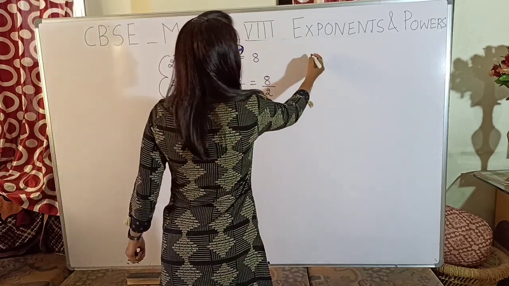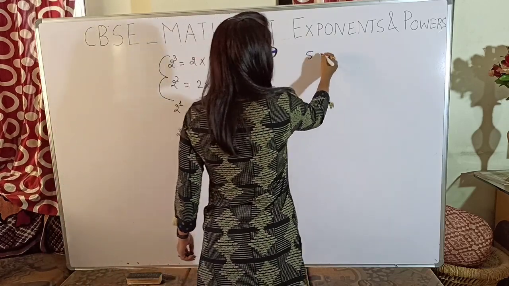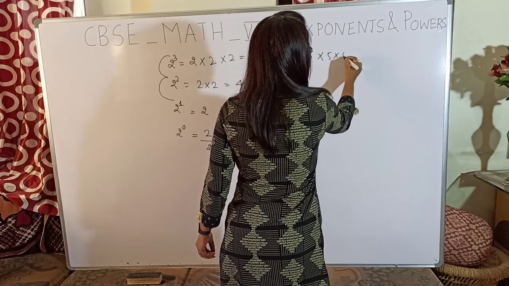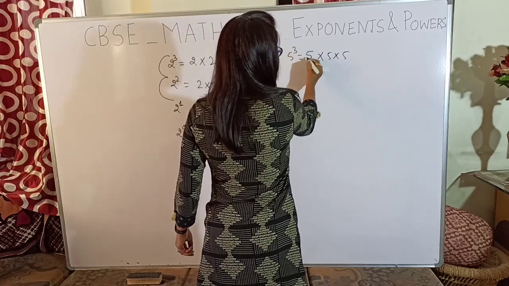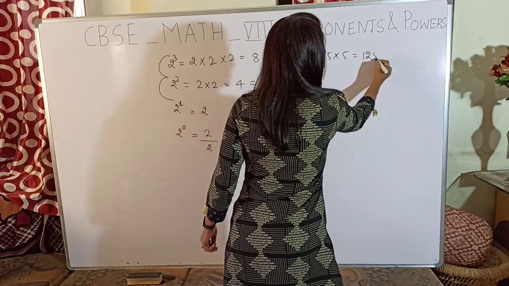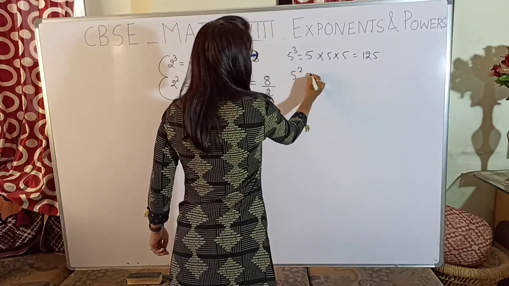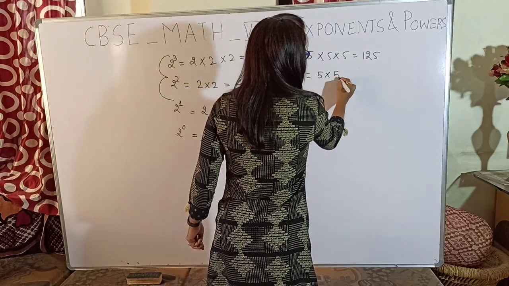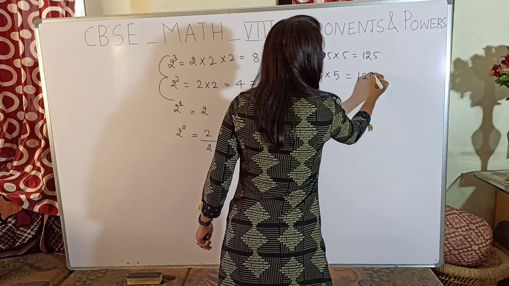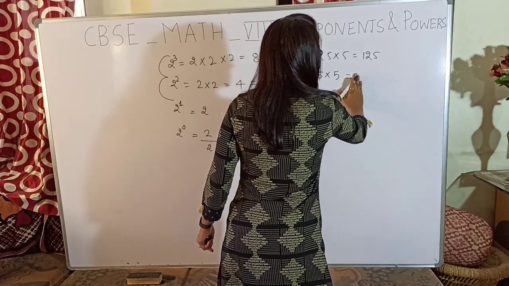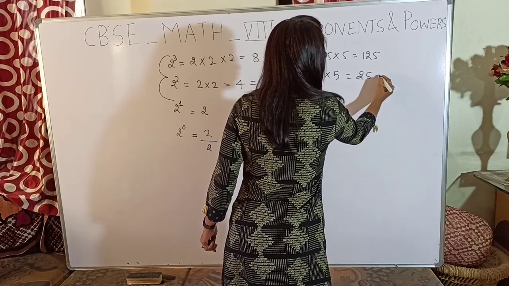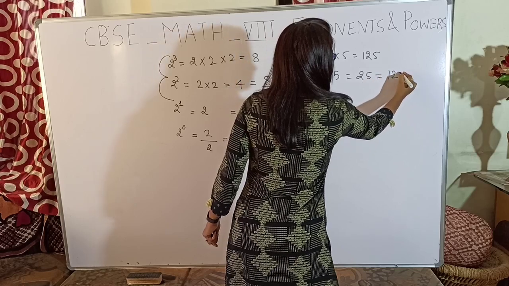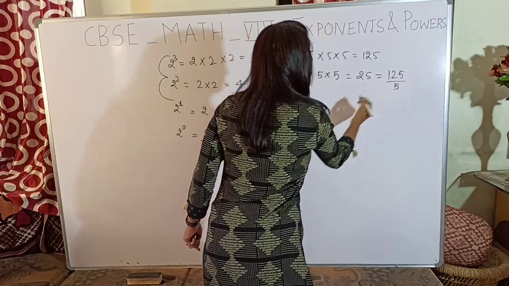Let us take another example of 5. Suppose I am multiplying 5 into 5 into 5, or 5 cube could be written like this. So it is 125. Similarly, 5 square, which is 5 into 5, the answer is 25. How do I get 25? So 125 divided by 5.